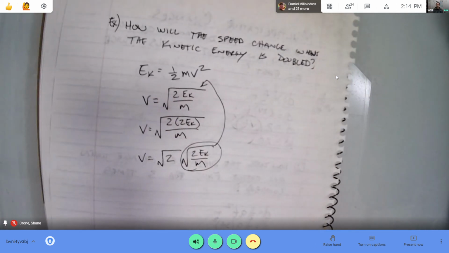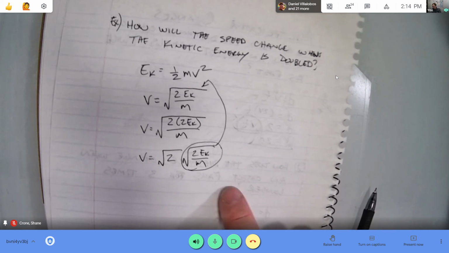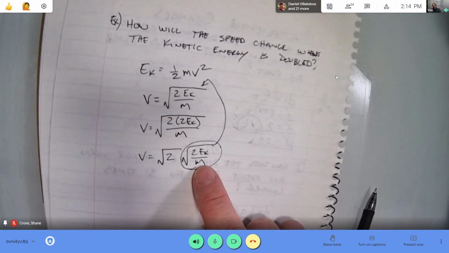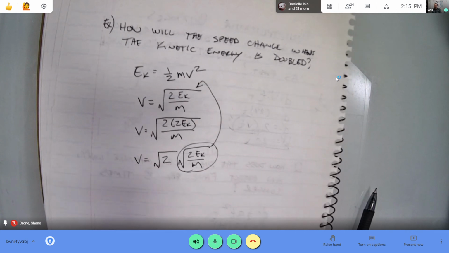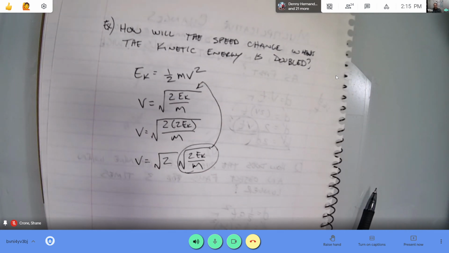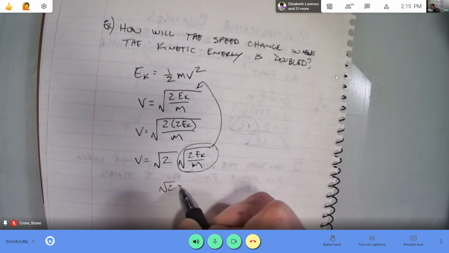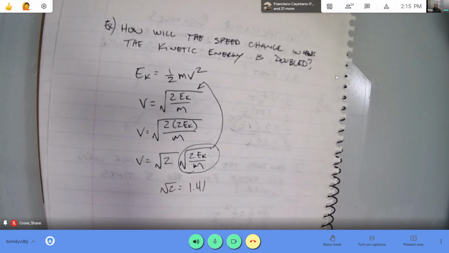Oh, I almost pointed to the wrong thing. There is the original speed. The original speed was the square root of 2EK over m. But now what has come out in front is 1.4, because that square root of 2 had to get pulled out, since I wanted to separate the part that was the change from the part that was the original. And the square root of 2 is equal to 1.41.